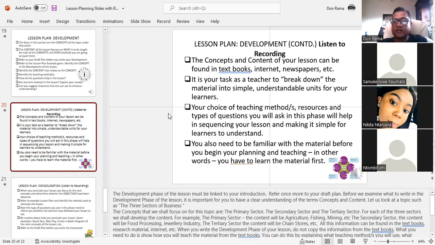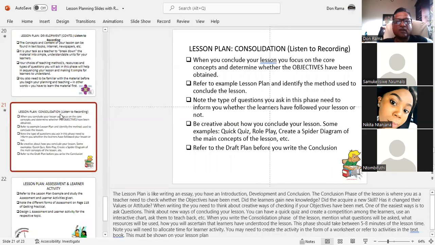You also need to be familiar with the material before you begin your planning and teaching. In other words, you have to learn your material first. That's what I said to you. The consolidation part of your lesson: when you conclude your lesson, you focus on the core concepts and determine whether your objectives have been met.